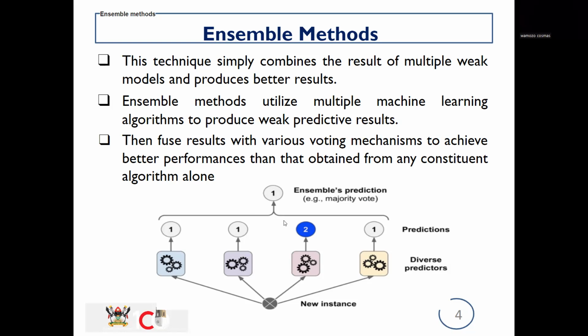So there are various ways of coming up with the final result after the weak classifiers have made a prediction. This in turn usually produces a more accurate model, which is a combination of several weak classifiers or learners.